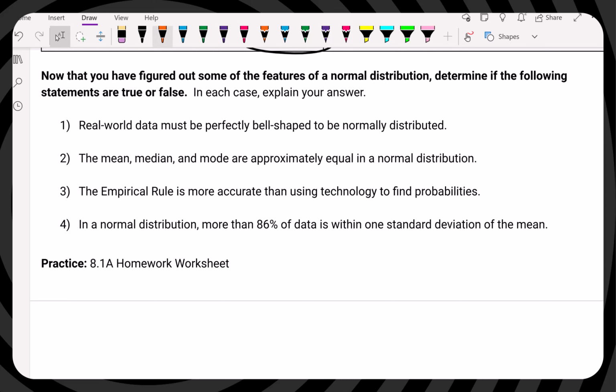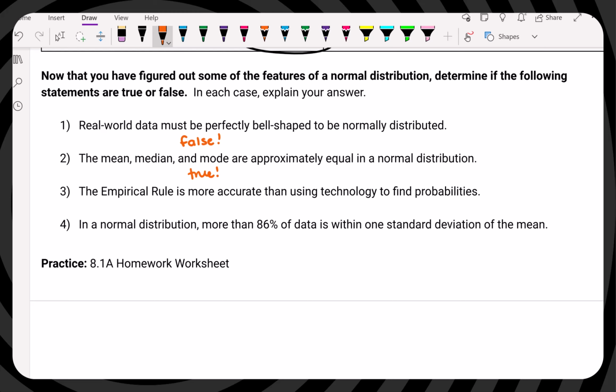Okay, question number 1 is definitely going to be false because real-world data is very rarely perfect, and that's why it's going to be false. Question number 2, the mean, the median, and the mode are approximately equal when it's normal. This is absolutely true. If it was skewed, then the mean would either be greater than or less than, or it is likely to be skewed if that was the case.